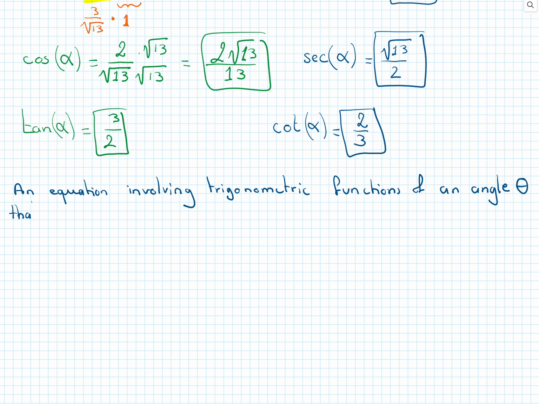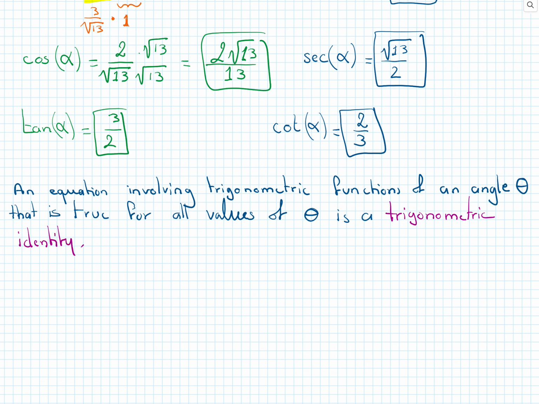So that is true for all values of theta is a trigonometric identity, and I'm going to put that in a different color, is a trigonometric identity.